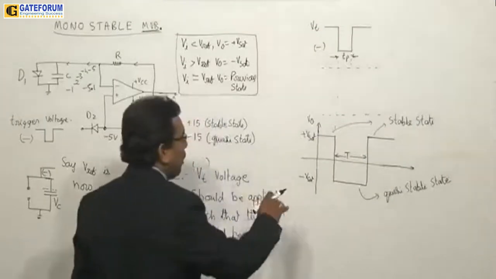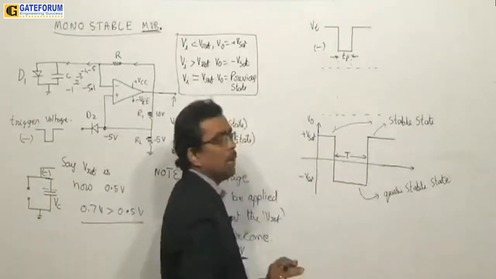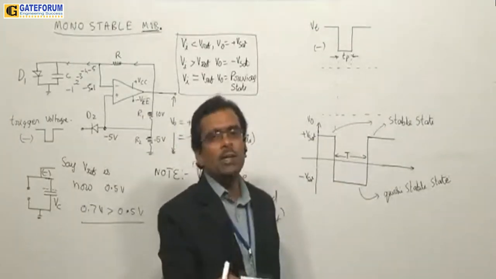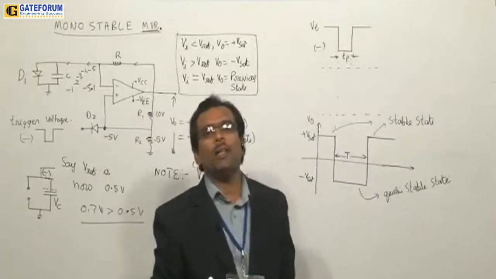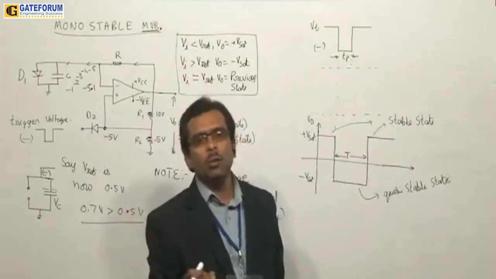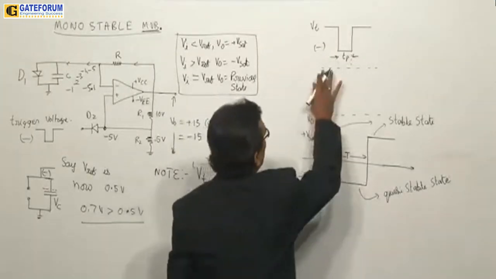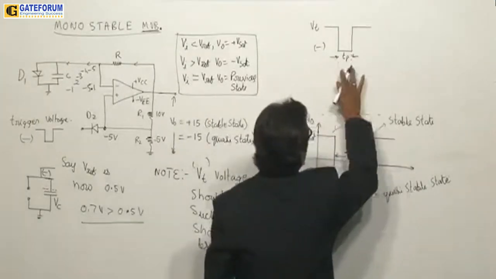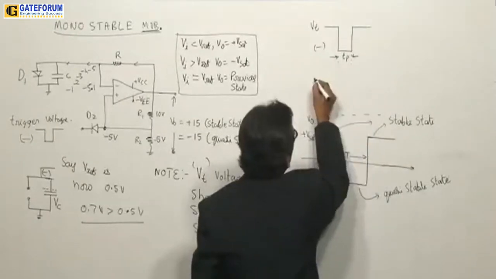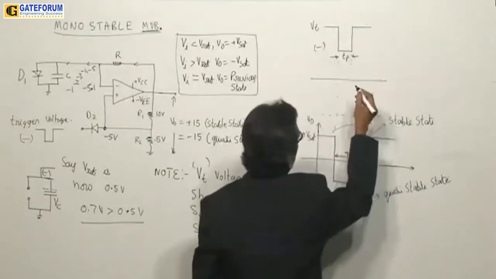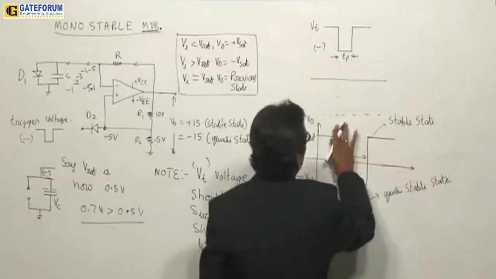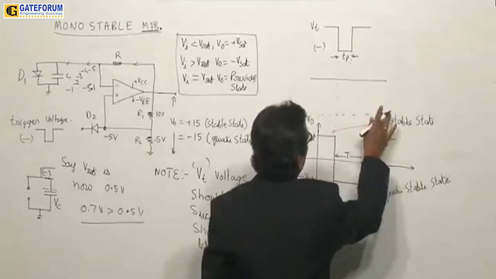Now, this is about the circuit operation, but you carefully see the output of the circuit. When it has to return back, it is decided by the capacitor. So you can see here, now I'll try to put this also. In this case, everybody try to observe carefully what I am writing here.